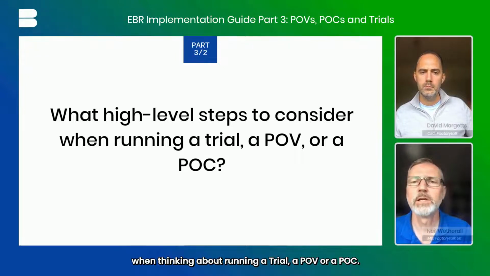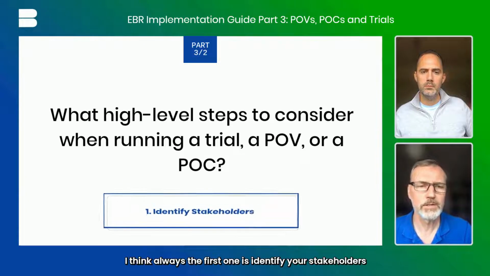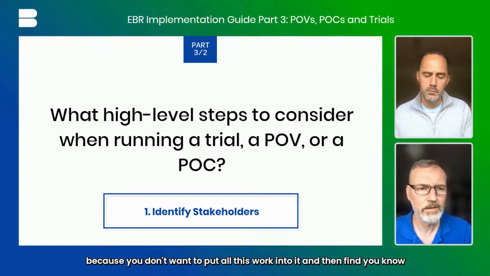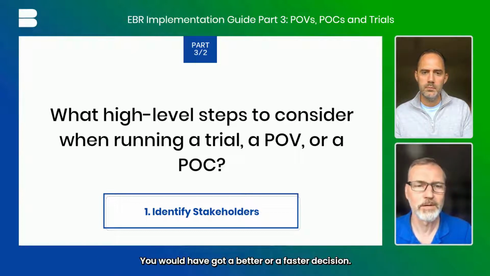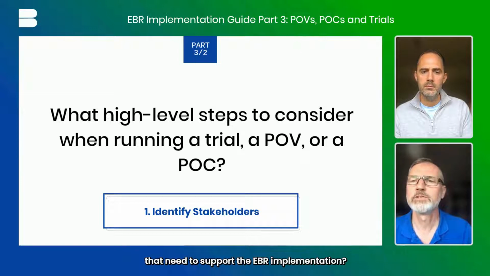or a POV, POC. I think always the first one is identify your stakeholders. Who is going to make the decision in the end? Because you don't want to put all this work into it and then find, if you'd asked this person or included them in the process, you would have got a better or a faster decision. So who are the influencers and decision makers in your organization that need to support the EBR implementation?